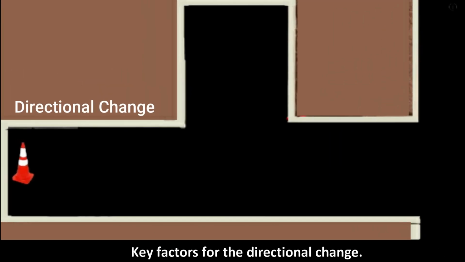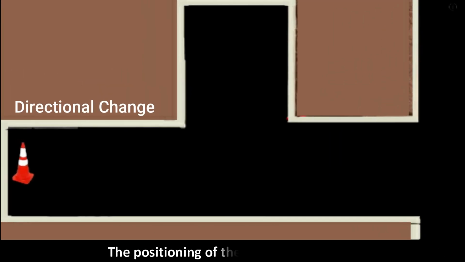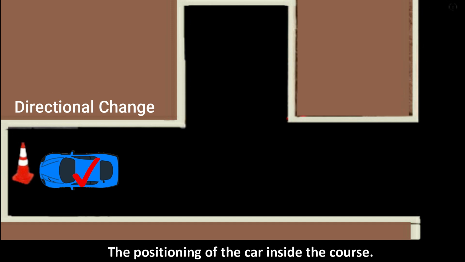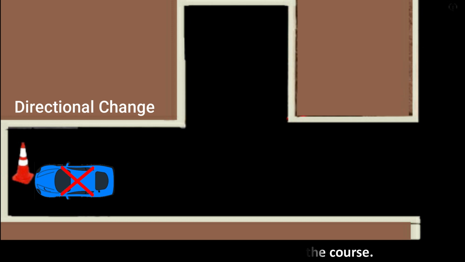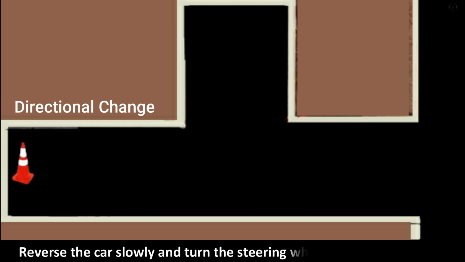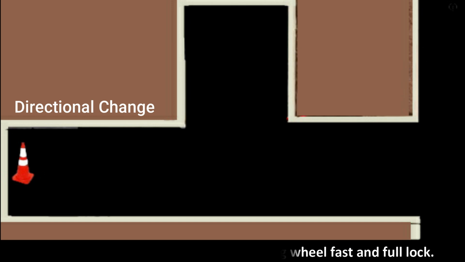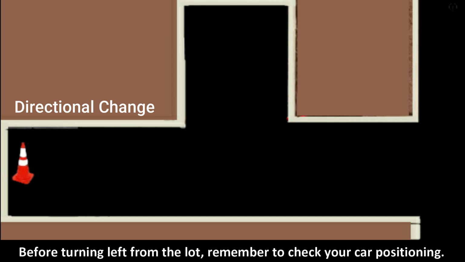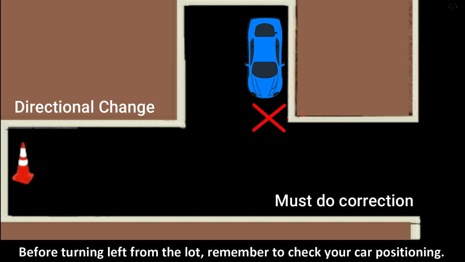Key factors for the directional change. The positioning of the car inside the course. Tilt the right mirror down, and look at the turning point. Reverse the car slowly, and turn the steering wheel fast and full lock. Before turning left from the lot, remember to check your car positioning.